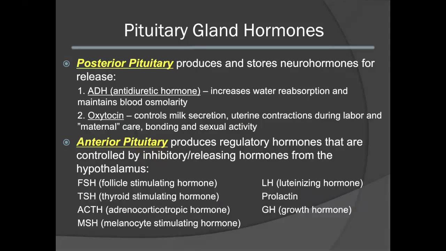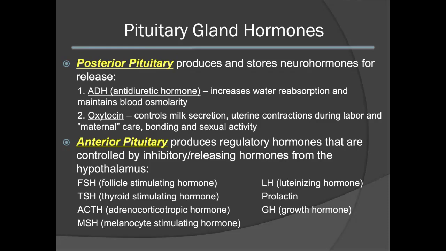The posterior pituitary is responsible for producing and storing neurohormones for release. These include ADH, or antidiuretic hormone, which we've seen in the previous lecture, helps to increase water reabsorption and maintain blood osmolarity levels. The posterior pituitary also releases oxytocin. This controls milk secretion, uterine contractions during labor, and is also responsible for the development of maternal care behaviors, bonding, as well as sexual activity.